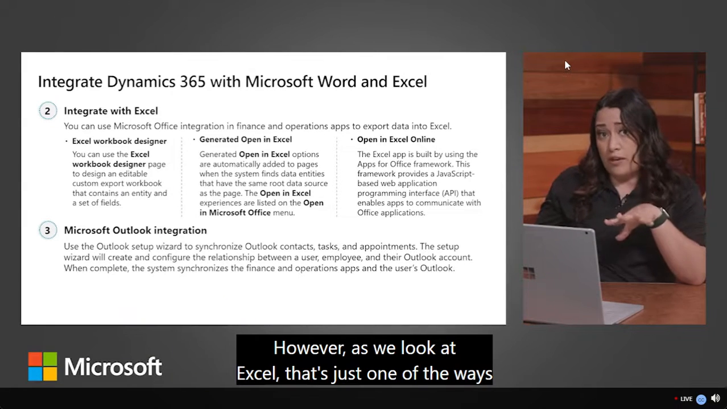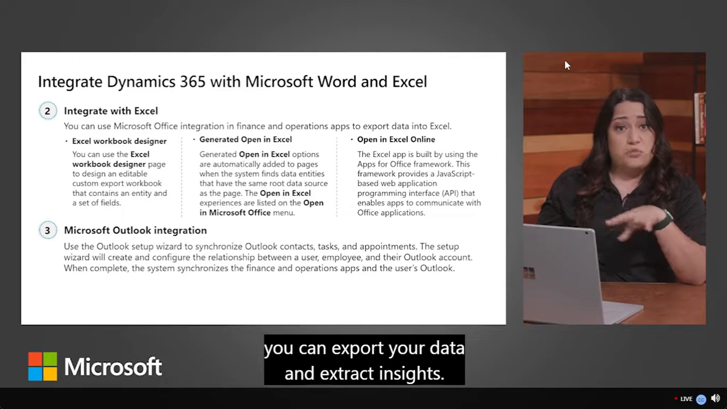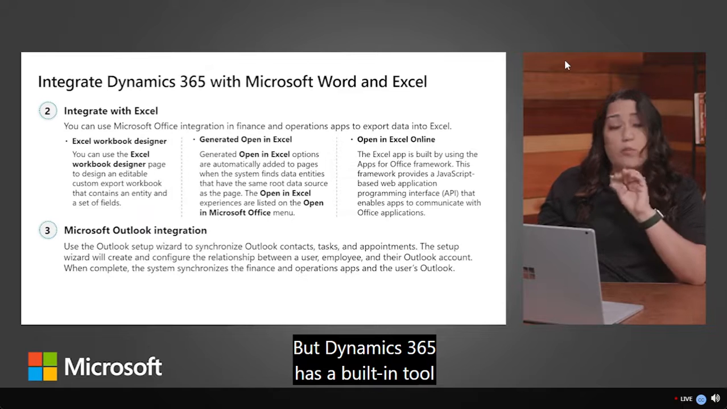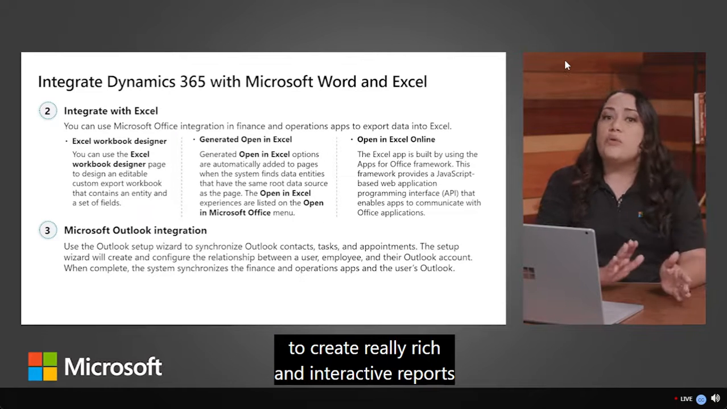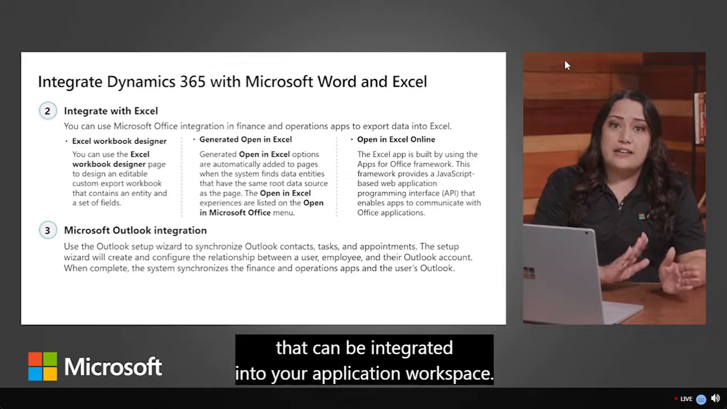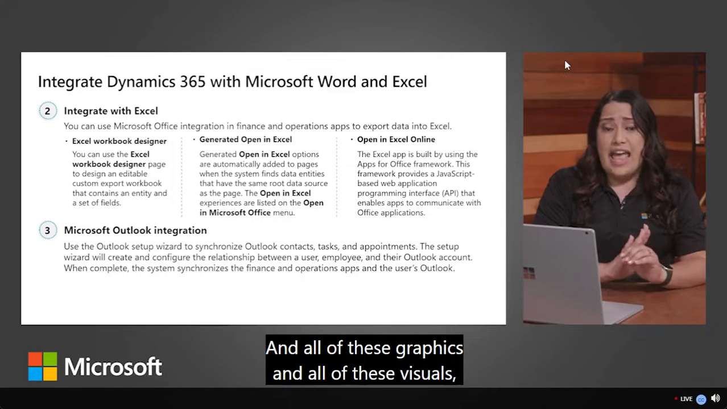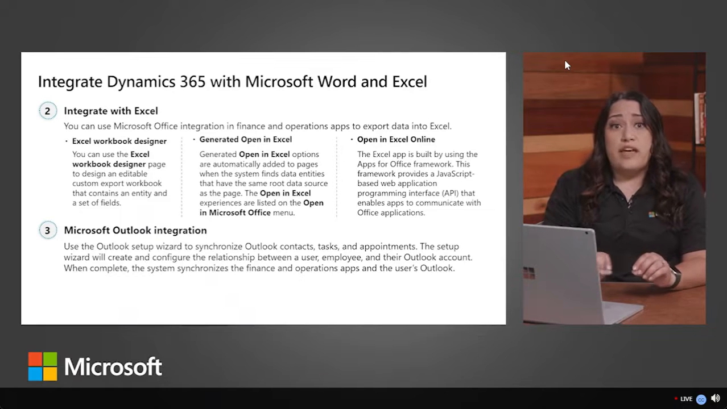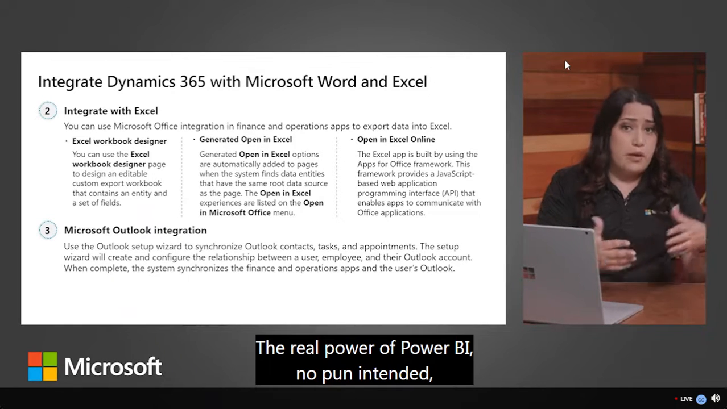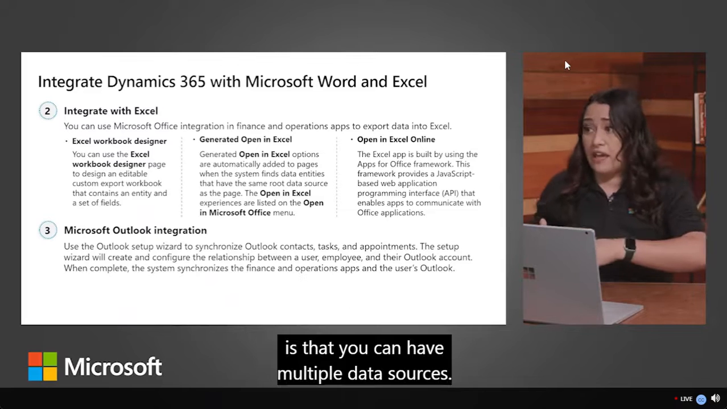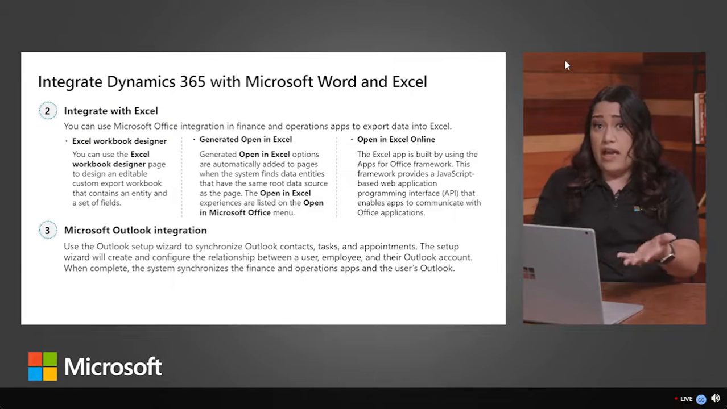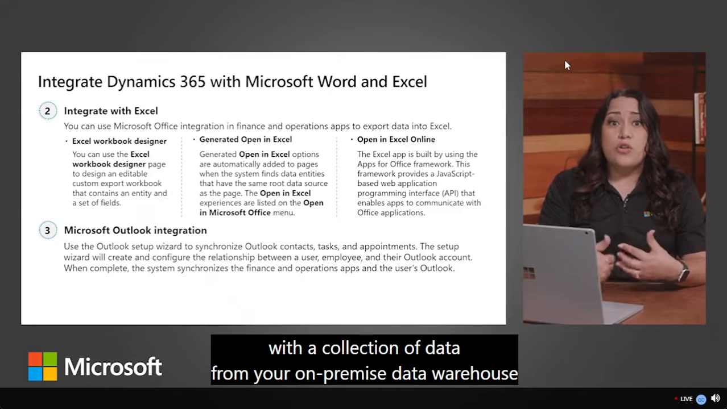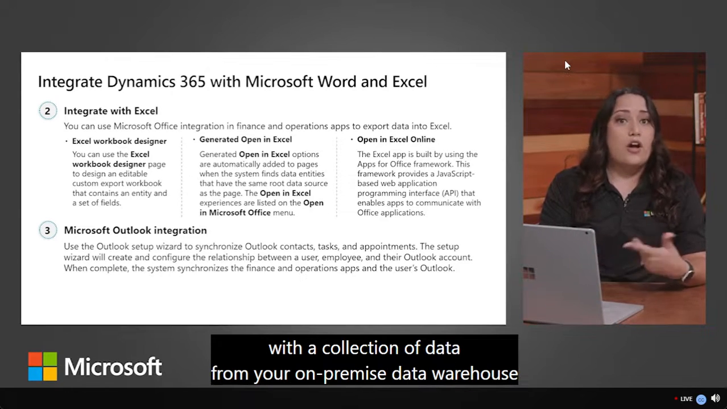And honestly, one of my other favorite integrations with the connector is the one with Microsoft Outlook. When you're using the Outlook connector, you can sync your Outlook contacts, tasks, appointments, and everything else with Dynamics. There's a built-in wizard that will create and configure the relationship between the user, the employee, and their Outlook account. That way, if there's any new activity that's been created in Dynamics, it's going to show you how to create that task in Outlook automatically.